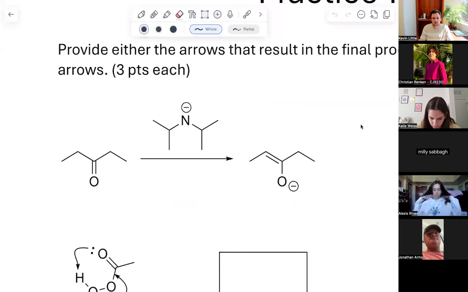It's always fair game for me to just be asking you arrow pushing questions. This is something that I can never really fully trust that people can do. It's trickier than it might seem from first glance.